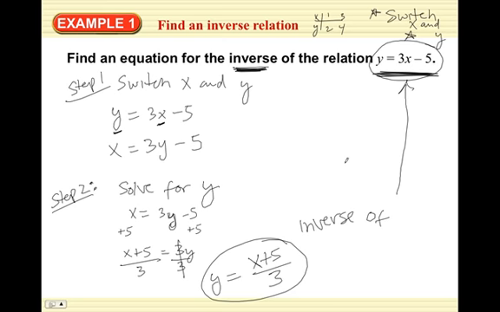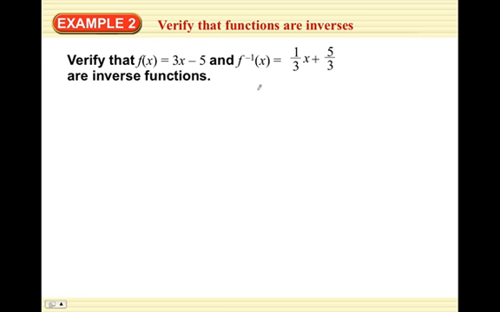So, that's how you find the inverse. Switch x and y. Alright, on to example number 2. Number 1 was, can you find the inverse of an equation that looks like this? Any equation, really. Number 2 is verify that these are, in fact, inverses. Like this is the inverse of this, which means this is the inverse of this. Okay? So how do you verify that things are inverse of each other?